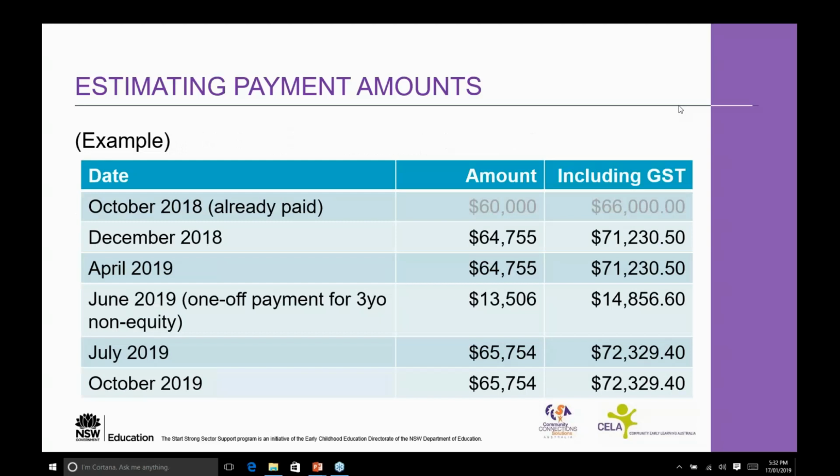So looking at the full payments to this service across the next 12 months, recalling that they had already received $60,000 in October 2018 from the previous year's funding, they should have received $64,755 in December and can expect to receive that same amount in April 2019. They can expect a one-off payment for 3-year-old non-equity children in June 2019 of $13,506, and then ongoing payments in July and October of 2019 of $65,754. You can also see what the values are if the 10% GST is then added on. That's the amount you would expect to see going into your bank account.